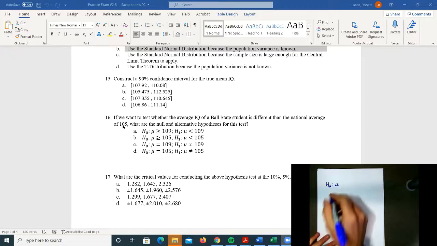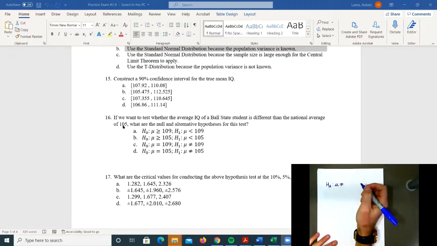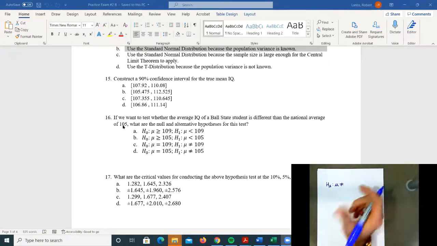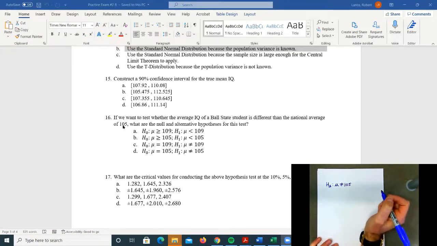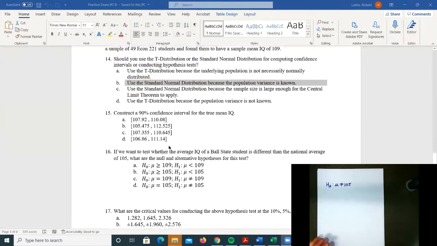Both sides matter. So all I'm really saying there is not equal to, right? Is it different than or not equal to this national average value of 105? So right away, seeing that term different than, we should have been thinking about C or D. From there, identifying the value.